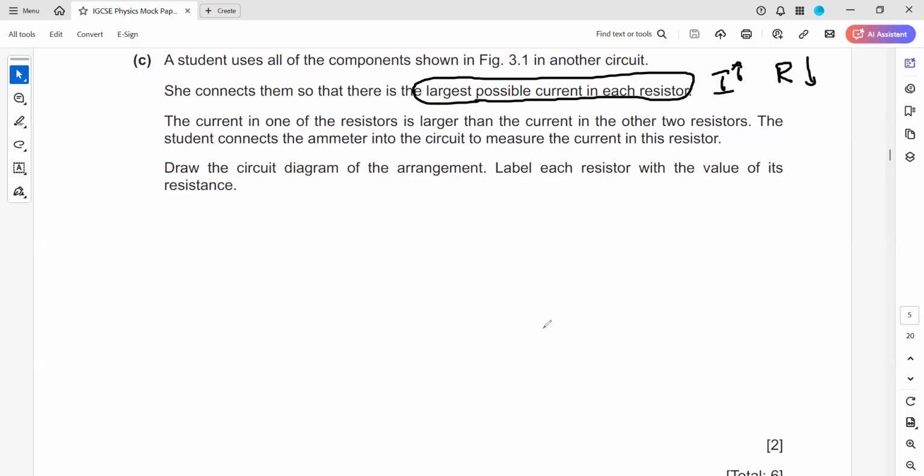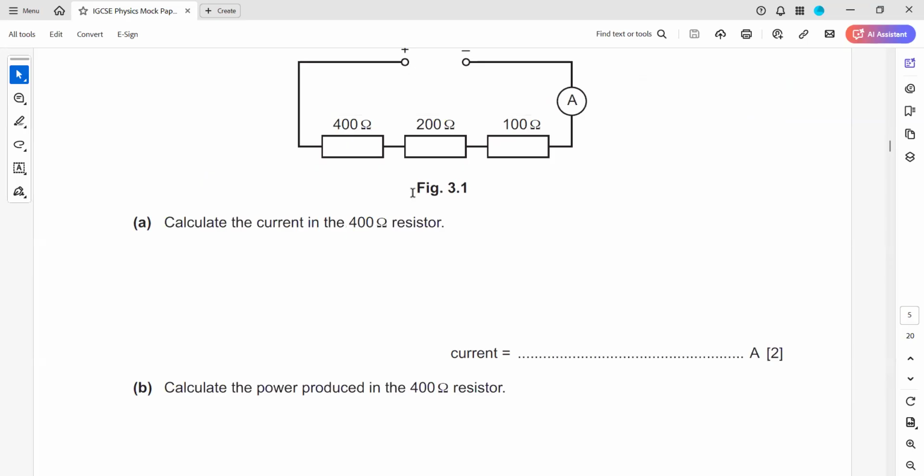Why can we not use the formula P equals V squared over R? Because we don't know the voltage across the 400 ohm resistor. If I try to use P equals V squared over R, the 12 volts is not the voltage across the 400 ohm. That's why I cannot use this formula.